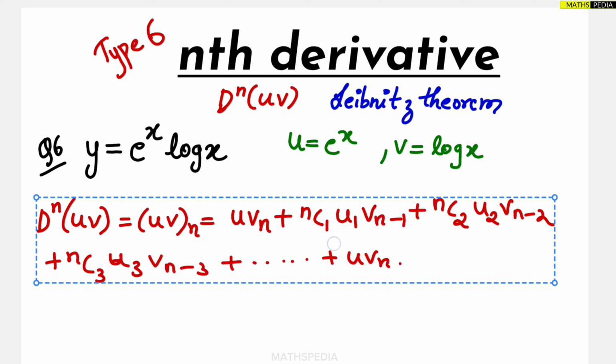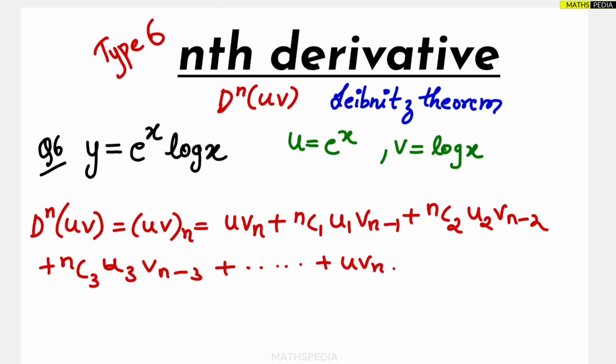Why are we looking into the nth derivative? Because in the formula for the Leibniz theorem, if you observe, for the product of u and v functions, you have u into vn, vn minus 1, and so on. So vn I have to find, that is, the nth derivative of log x has to be found. Okay. So till which term do I have to go? It is based on u.